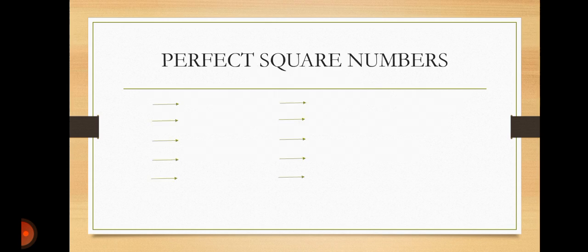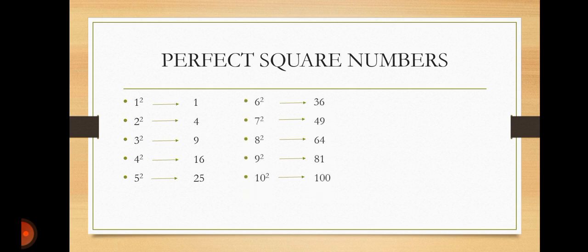Before that, we will just quickly revise the perfect square numbers from 1 to 10. 1 square is 1, 2 square is 4, 3 square is 9, 4 square is 16, 5 square is 25, 6 square is 36, 7 square is 49, 8 square is 64, 9 square is 81, 10 square is 100. So viewers, if you carefully observe, there is some common pattern in it.